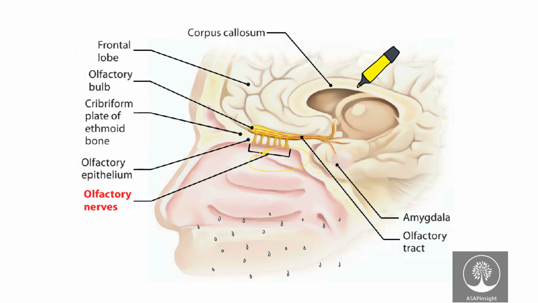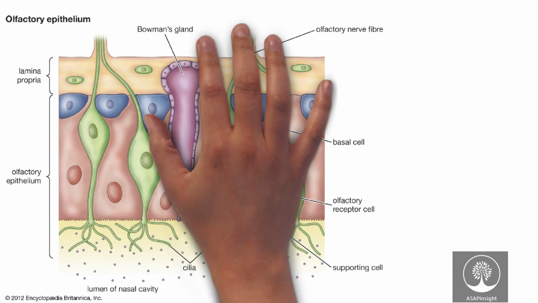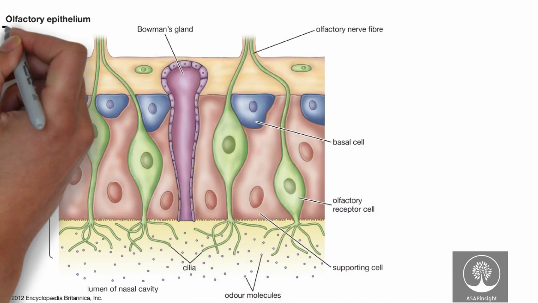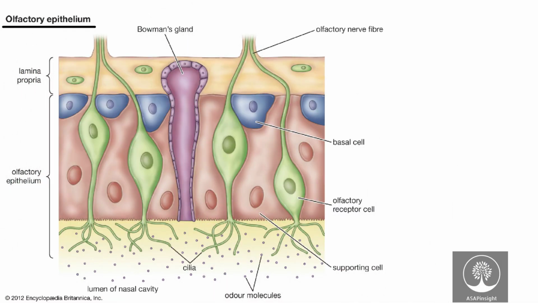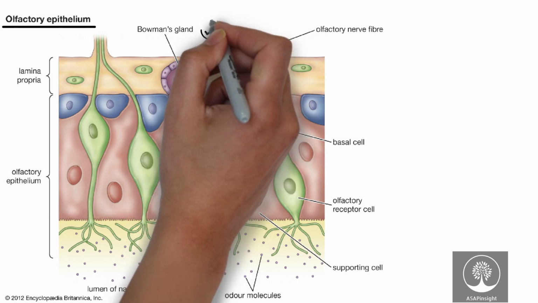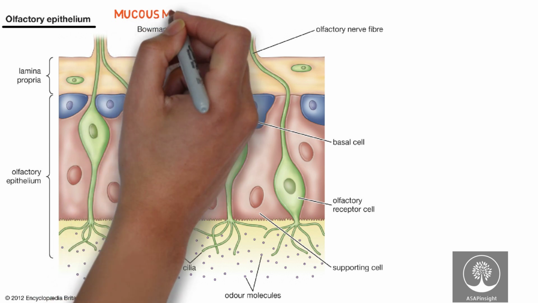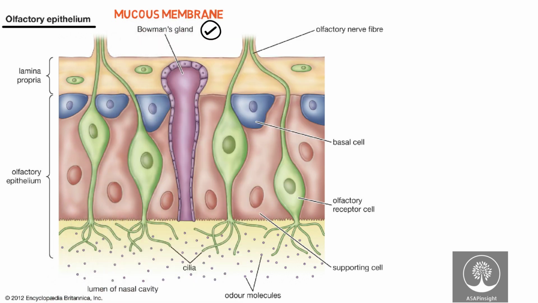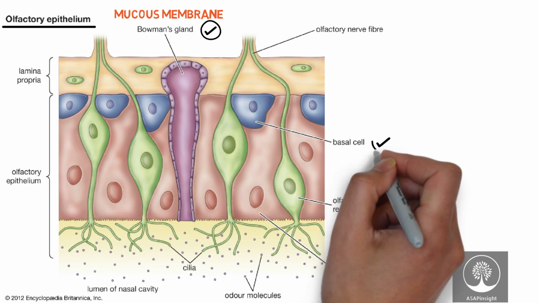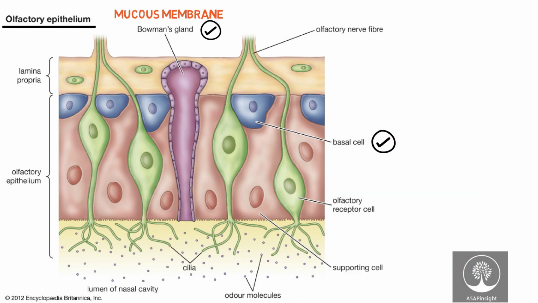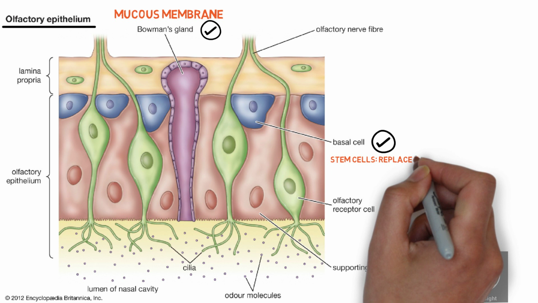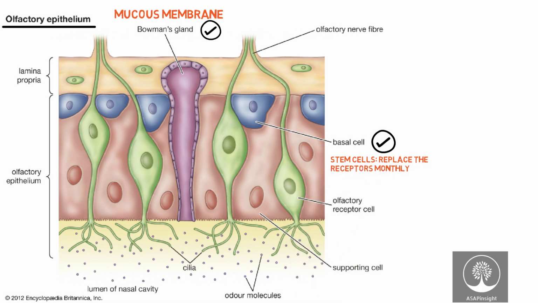Let us now move into the details of the olfactory epithelium and the cells responsible for the formation of nerves. The olfactory epithelium consists of cells and glands, which are important in function. This purple-colored structure is the Bowman's capsule. It is responsible for the production of mucus and forms the mucous membrane. Another cell is the basal cell, also known as stem cells. These are responsible for replacing receptors monthly.